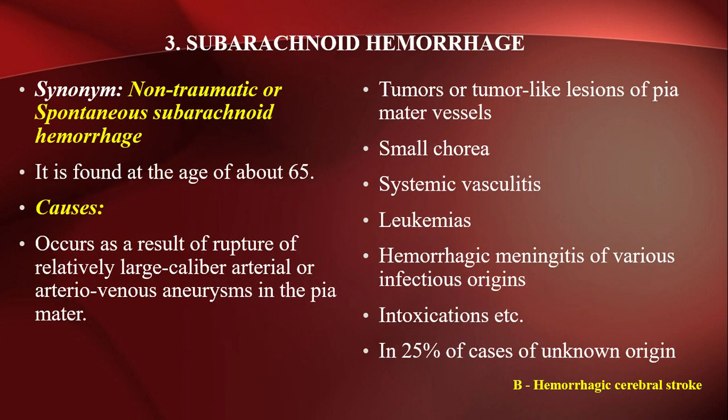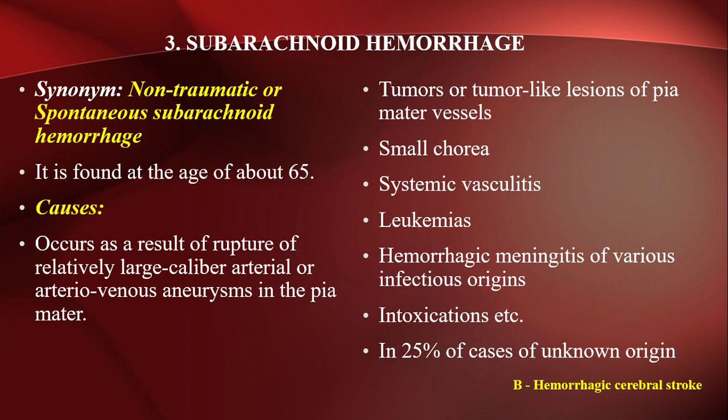And the final type of hemorrhagic cerebral stroke is subarachnoid hemorrhage. The synonym is non-traumatic or spontaneous subarachnoid hemorrhage. It is found at the age of about 65.